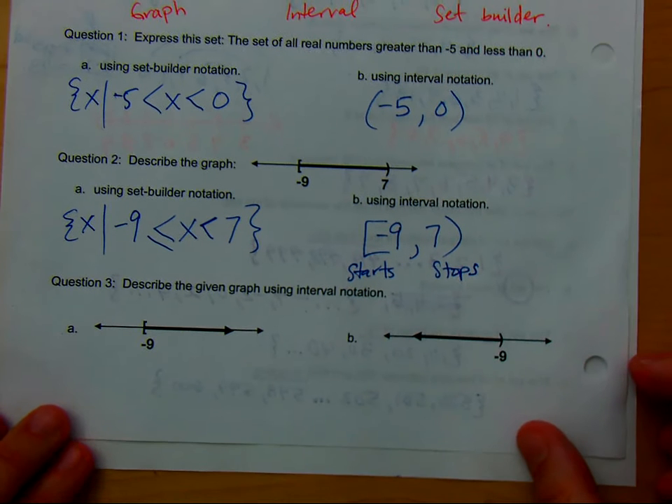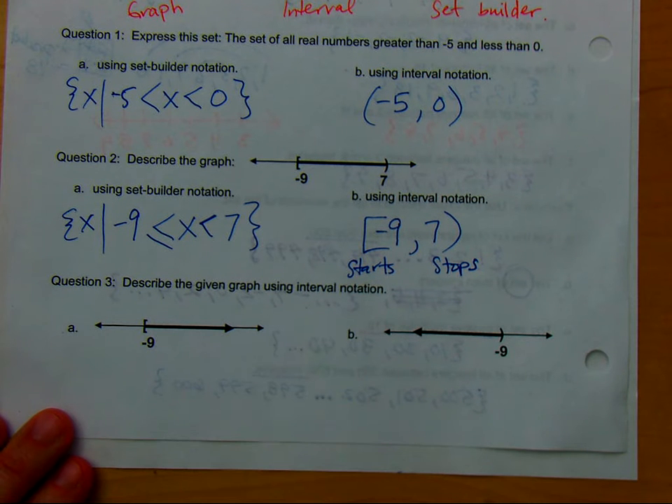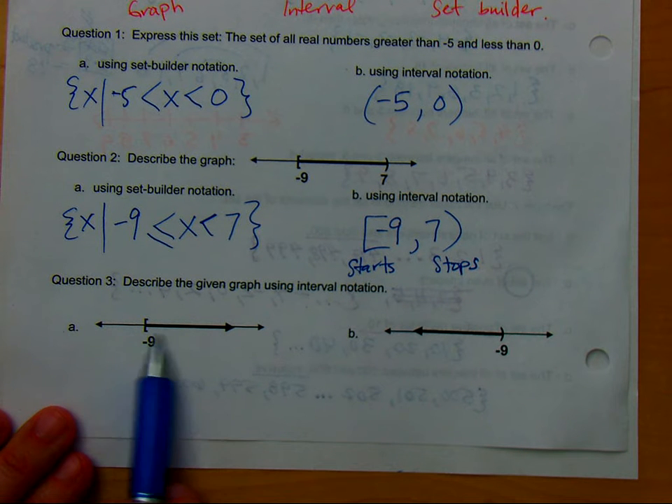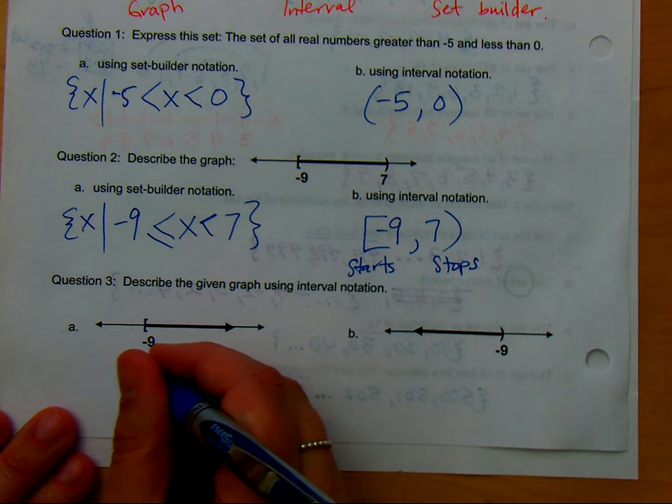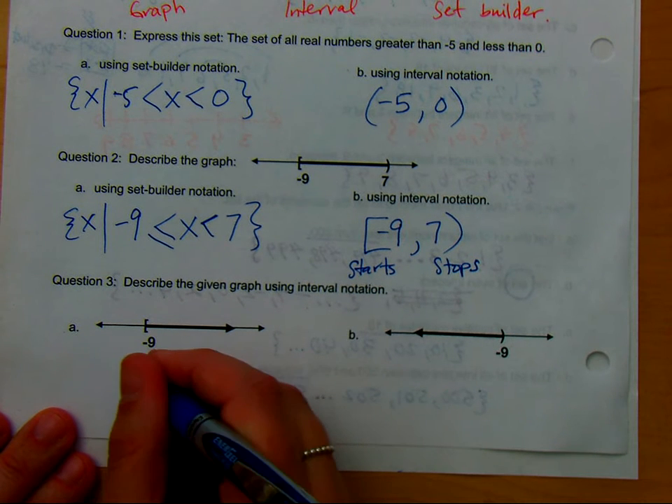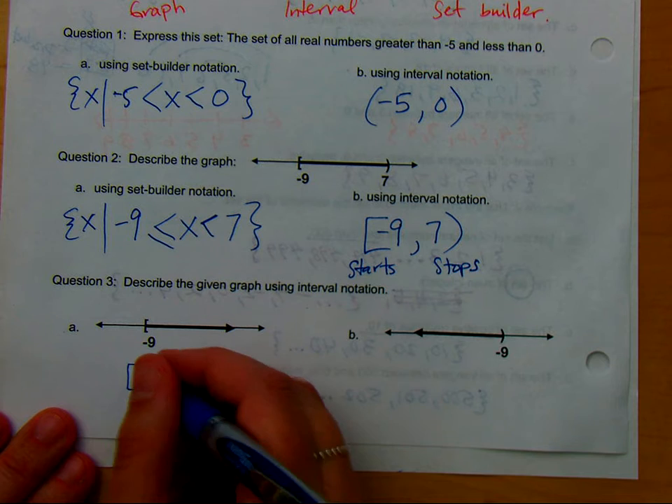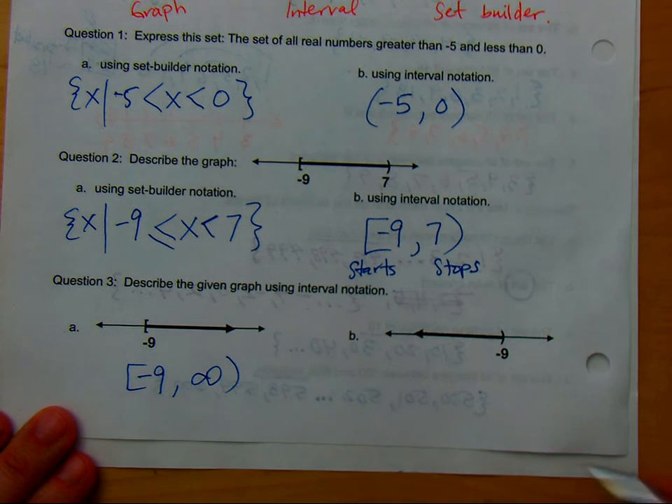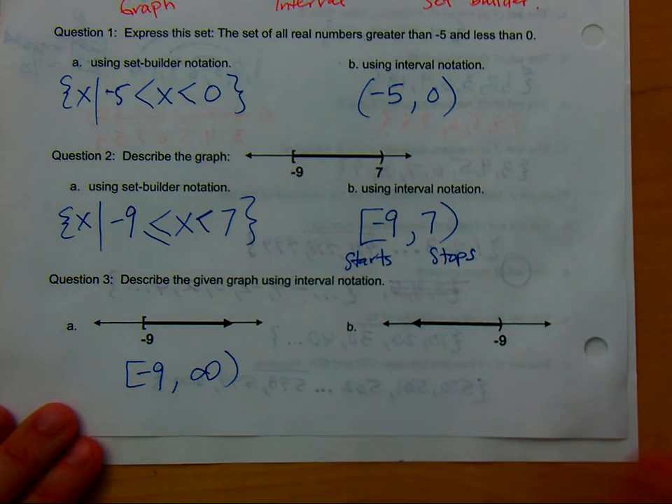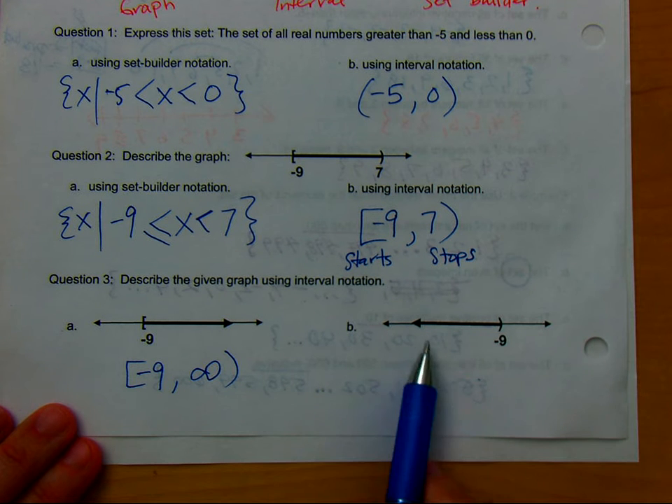Okay? Describe the given graphs in interval notation. So interval notation, how would you describe this graph? Where does it start? -9, and we put a bracket around that because it's included. That comes from the graph. Where does it stop? Infinity. And do we include infinity? Never.